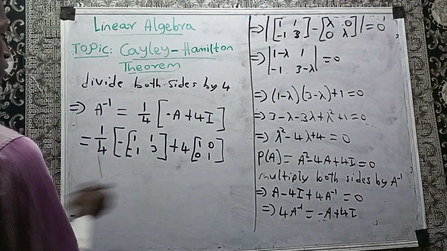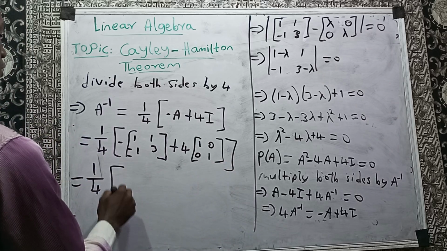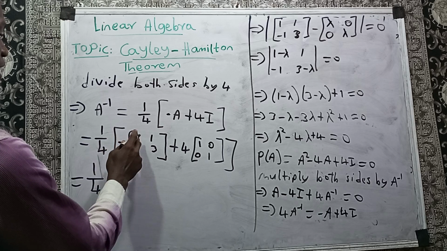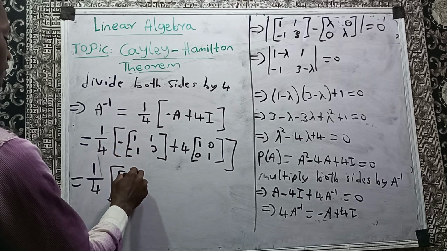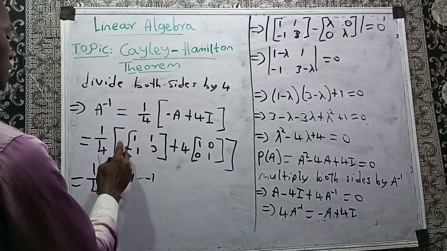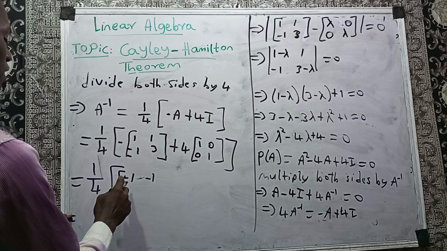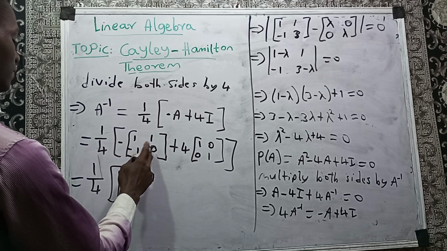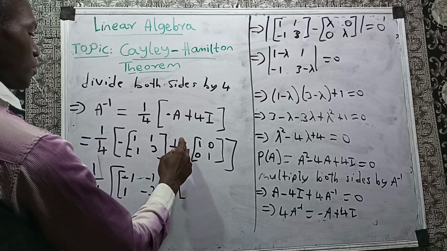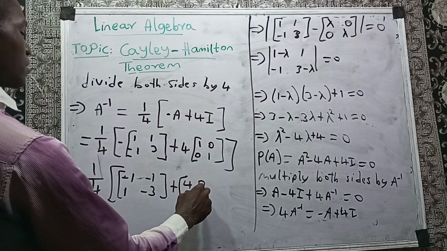So this will be equal to 1/4 of negative 1 multiplied by positive 1, we have negative 1. Negative multiplied by positive 1, negative 1. Negative multiplied by negative 1, we have positive 1. Negative multiplied by positive 3, we have negative 3. Plus 4 multiplied by 1, 4. 4 multiplied by 0, 0. 4 multiplied by 0, 0. 4 multiplied by 1, 4.